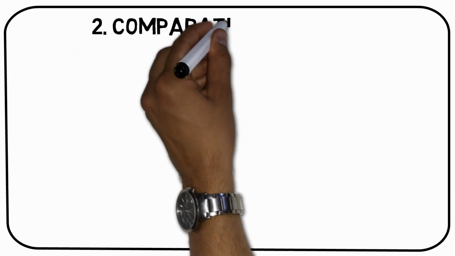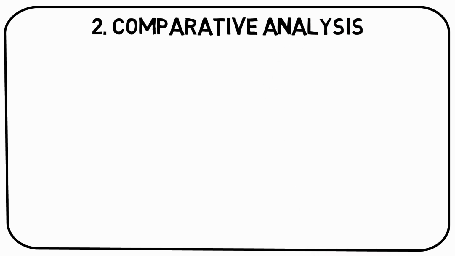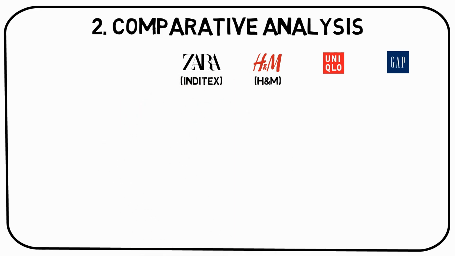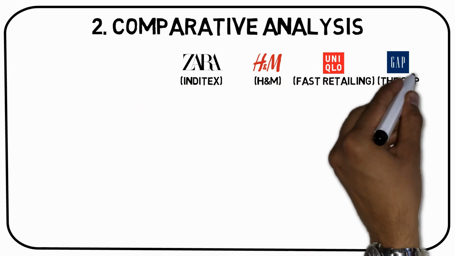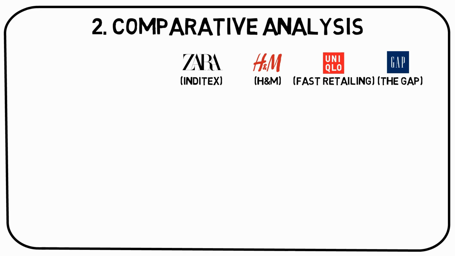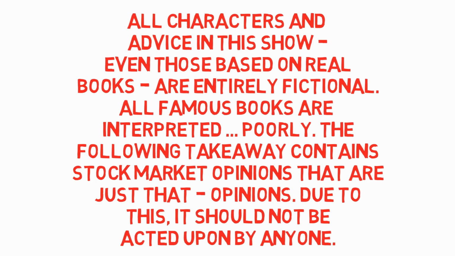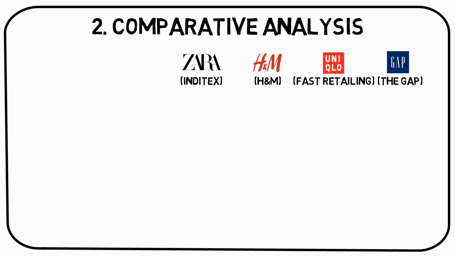Takeaway number 2. Comparative analysis. Here, I will illustrate one of the methods of finding undervalued stocks by doing a comparative analysis of the world's 4 largest fashion retailers: Inditex, H&M, Fast Retailing, and The Gap. Remember that figures in these types of comparisons are only useful for wide and obvious disparities. Before we start out, I think a disclaimer is in place. With that out of the way, let's compare these fashion giants with one another.